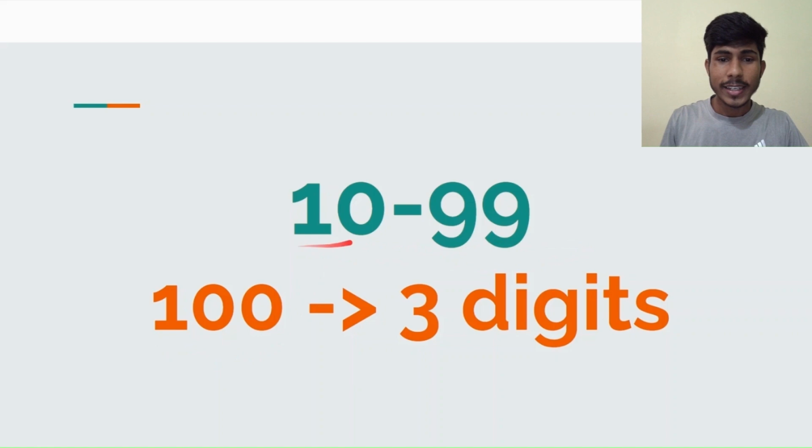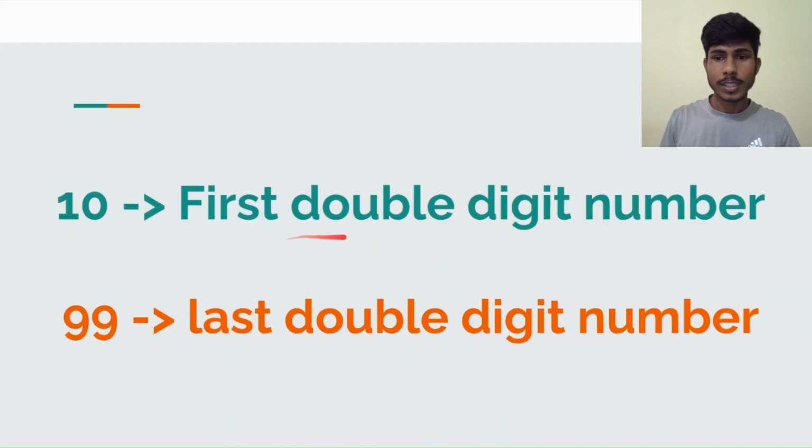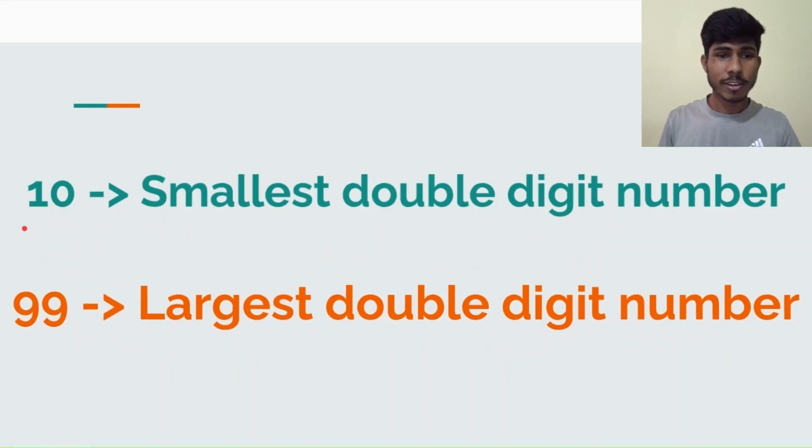So our 10 here is the first double-digit number, and 99 here is the last double-digit number. What does that mean? It means this is the smallest, this is the largest double-digit number. Since 10 is our first double-digit number, 10 is our smallest double-digit number, and 99 is our last double-digit number. So it will be higher than all the double-digit numbers. So it will be the largest double-digit number.